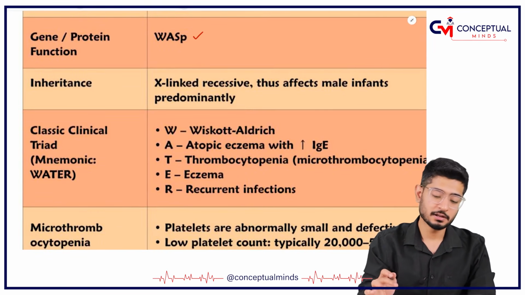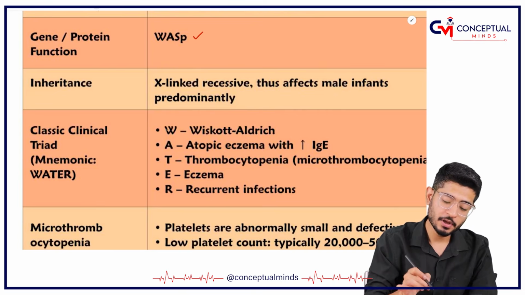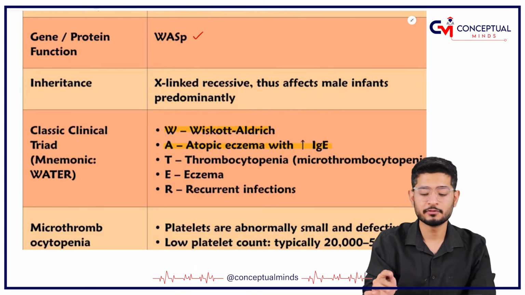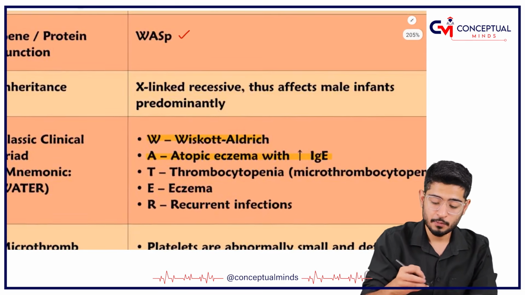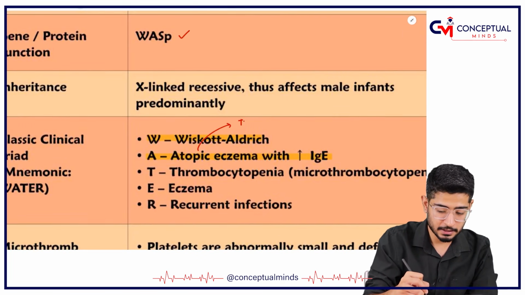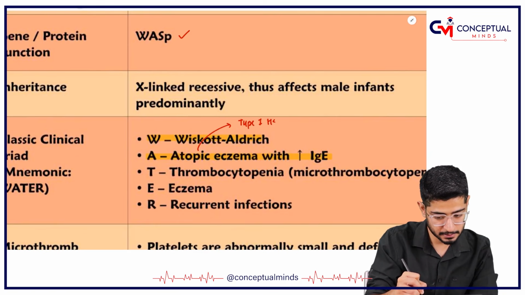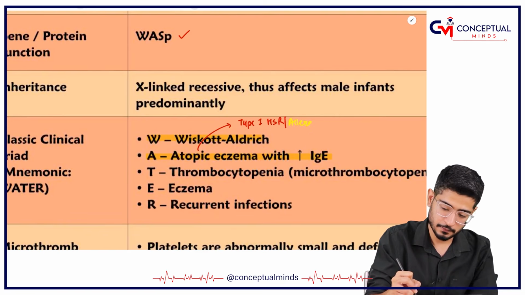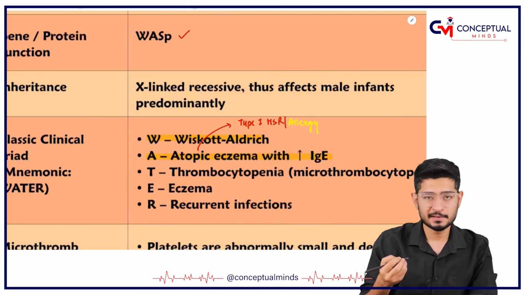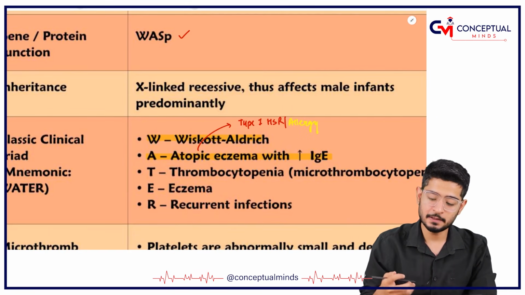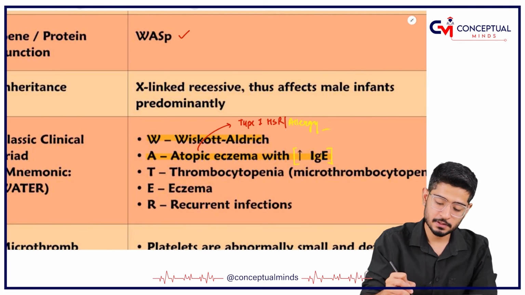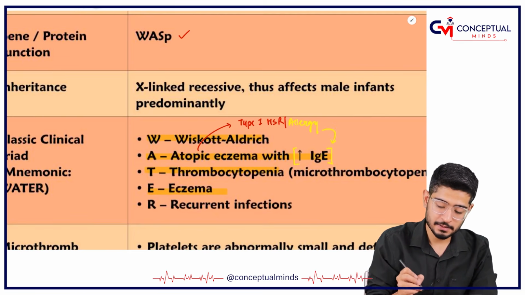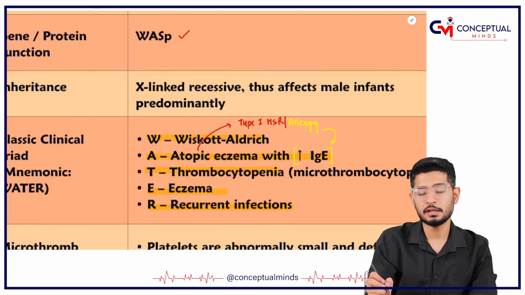The mnemonic to remember the classical triad is WATER. What is WATER? W for Wiskott-Aldrich, A for atopic eczema with increase in IgE. What do you mean by atopic? Atopic is a type 1 hypersensitivity reaction, a sort of allergy. So atopic eczema is dry, scaly, itchy skin with increase in IgE because it's an allergy. T for thrombocytopenia, E for eczema, and R for recurrent infections.